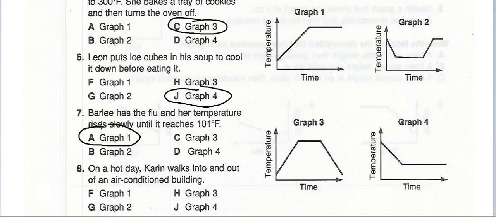The last one, on a hot day, Karen walks into and out of an air-conditioned building. So she walks into the building and notice how the temperature drops because in the building it has air conditioning. Then she's in the building for a while and then she goes back out of it, so the temperature goes back up because she's back outside, and then it stays constant because she is outside. So that would be graph number 2.